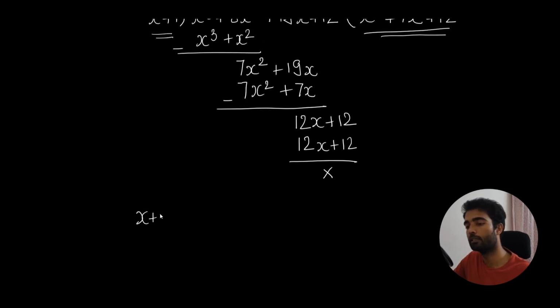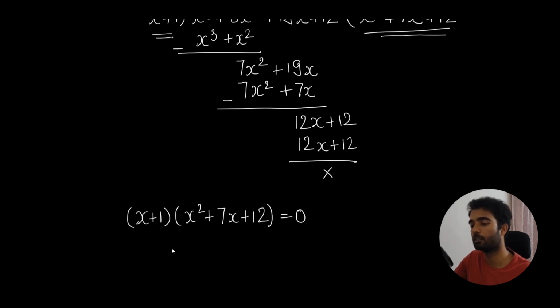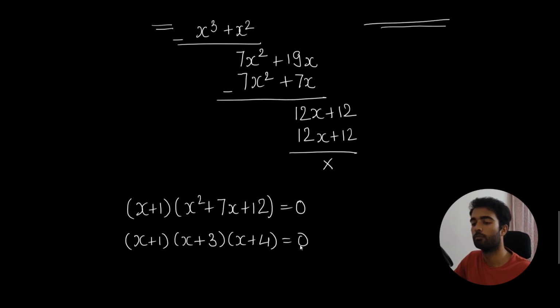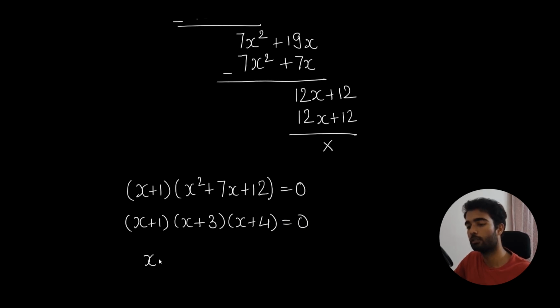So we can write x plus 1 times x squared plus 7x plus 12 equals 0. We can further factorize this quadratic equation using our knowledge of quadratic equations, and thus the roots of this equation are x equals minus 1, x equals minus 3 and x equals minus 4.